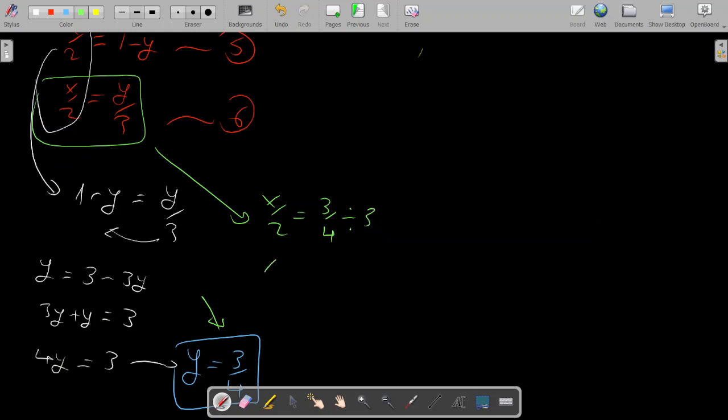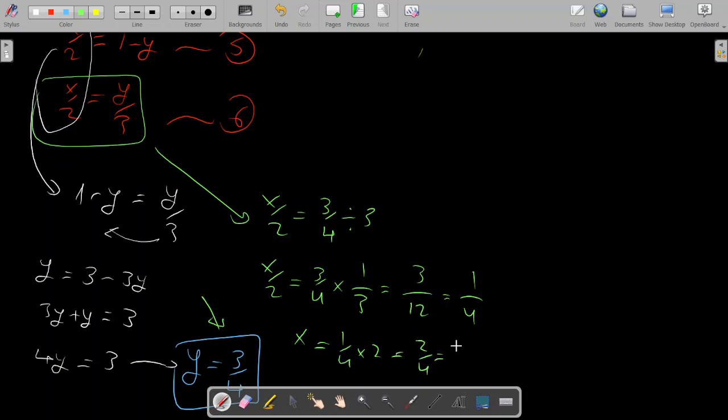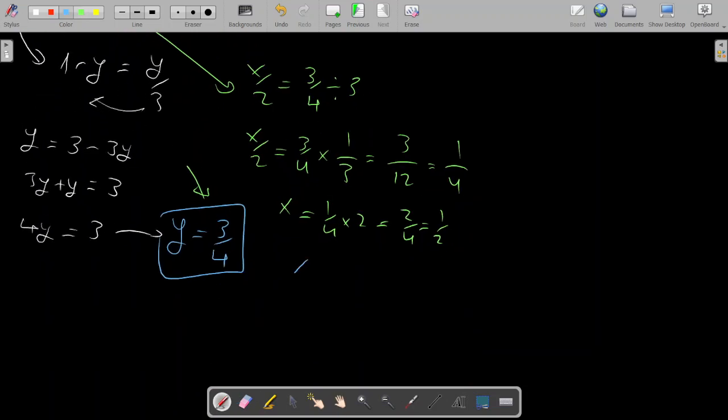Clear? So x over 2 is equal to 3 over 4 multiplied by the reciprocal, which is going to be 3 over 12, which is equal to 1 over 4. So x over 2 is 1 over 4, which means x is a quarter multiplied by 2, so it's 2 over 4, which is equal to half. So x, the other variable whose value I was looking for, is equal to half.